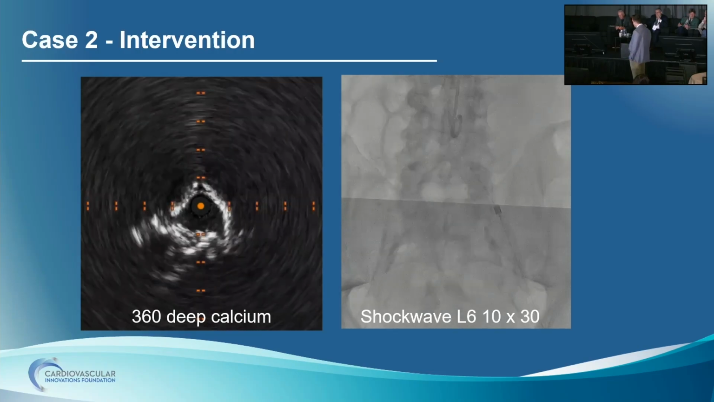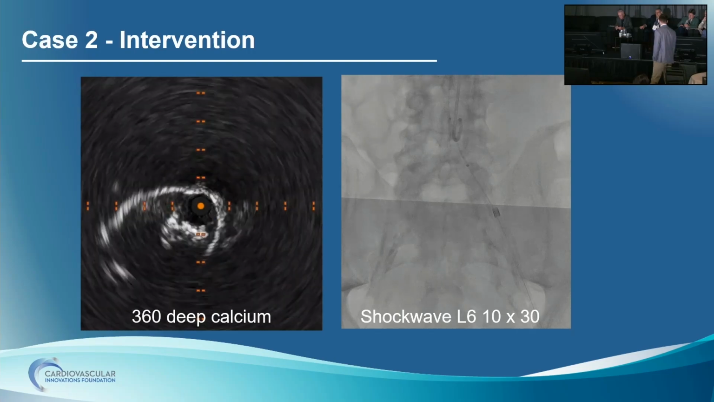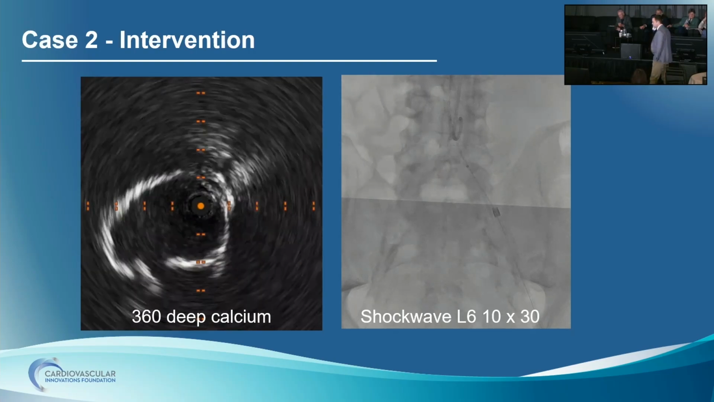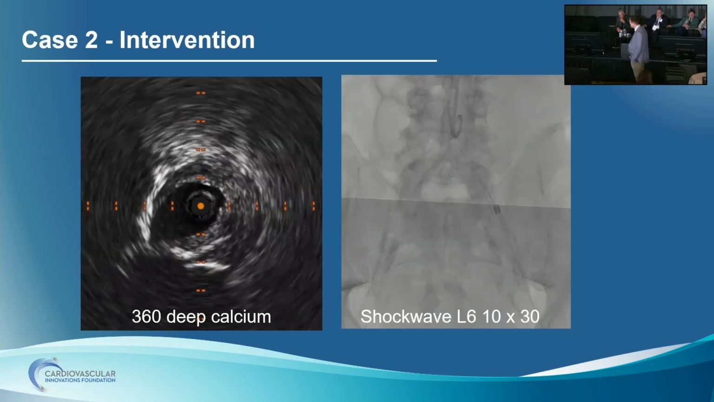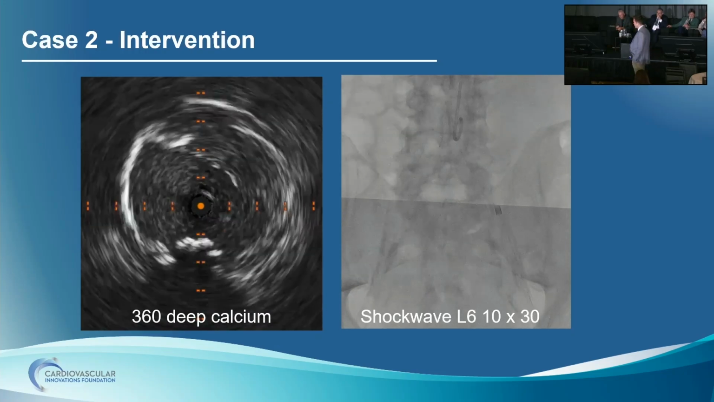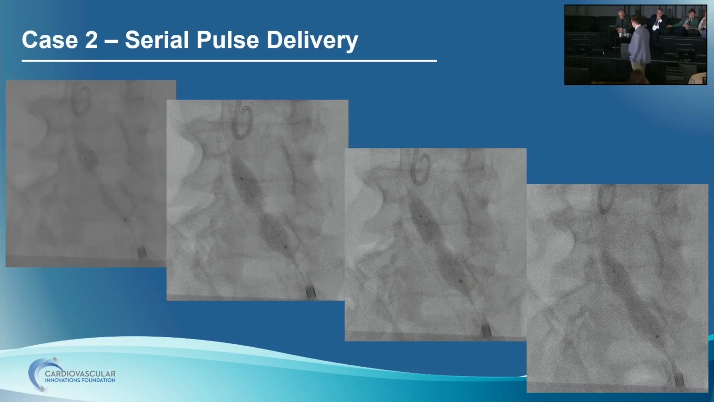I was hoping with the way that I crossed with an 014 wire and a 035 Navicross, that with the Navicross going across, we'd be able to deliver the balloon. So we tried to go right in with a Shockwave L6, and this is a 10 by 30. And that was able to cross right away just on the fluoro store there. That's why I saved that. So we did all 300 pulses.